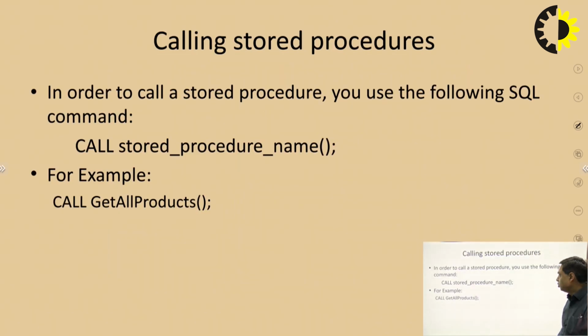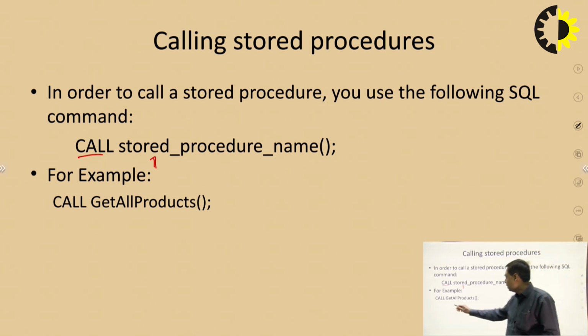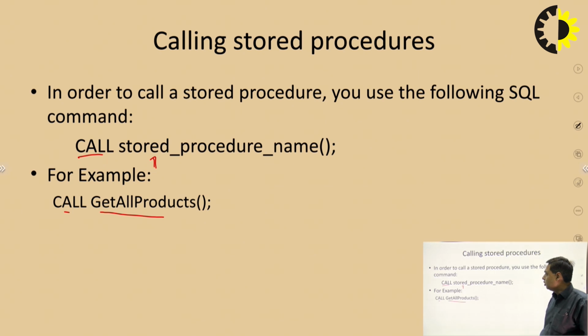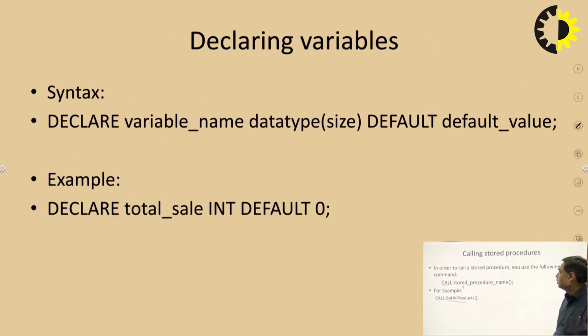Next is to call a procedure. To call a procedure, we need to use the call statement and give the name of the procedure here. We have created a stored procedure called get all products, so we use call get all products. This procedure will be called, and it will execute the statement select star from products.